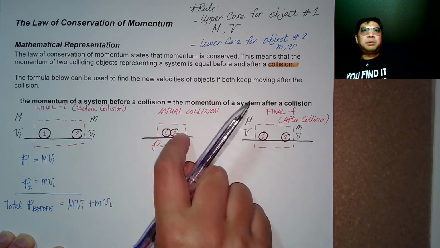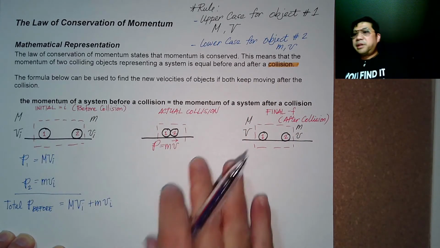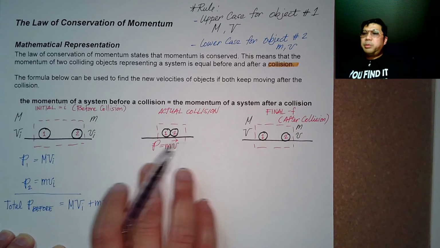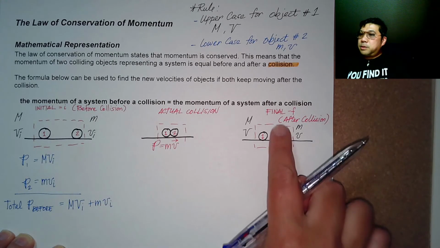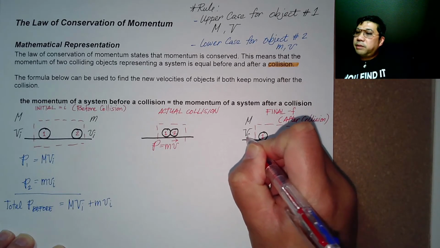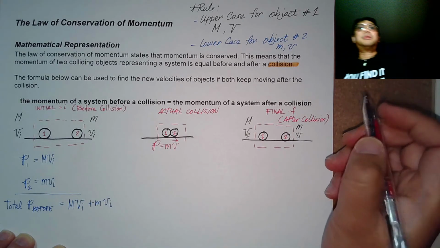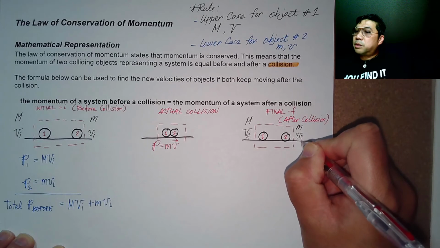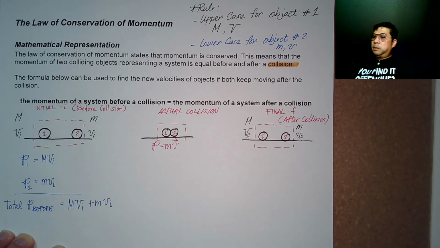By the way, the actual collision, we always study before and after. The actual collision happens, there is a gap between them. So that will be your equal sign. So final, F, it means that this one is your final velocity. It's either moving to the left now, or it's slowed down, or it's stopped moving, and this one is also your final condition. So now let's talk about the final condition.